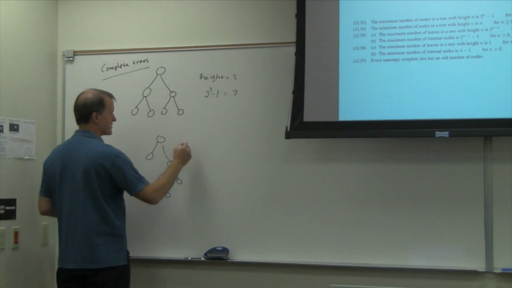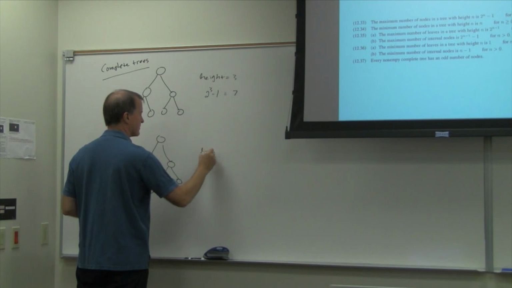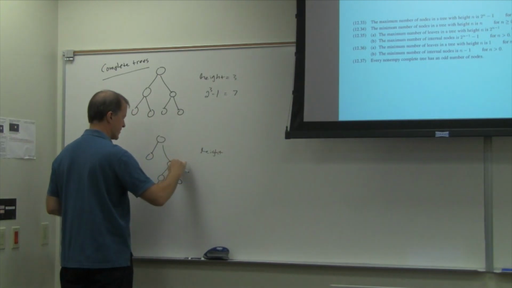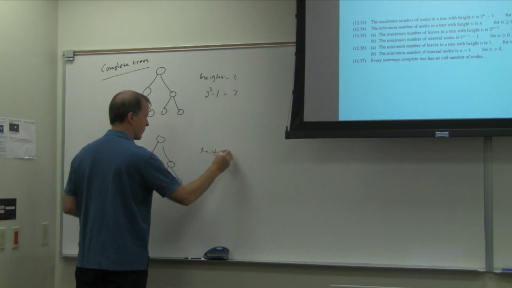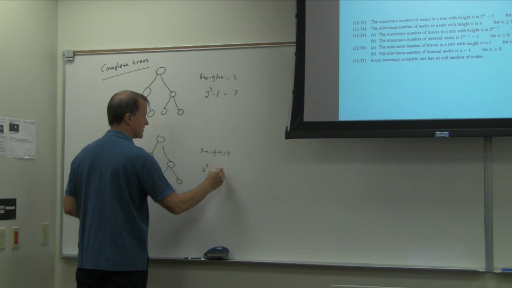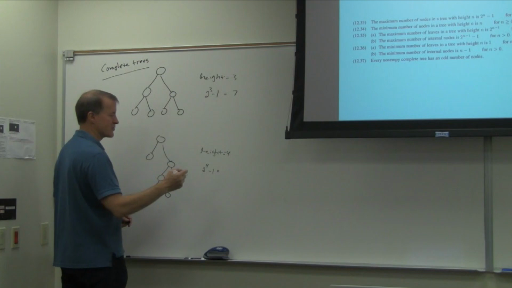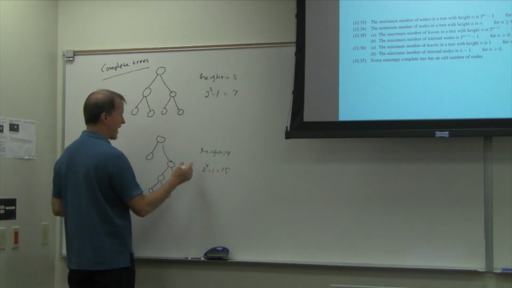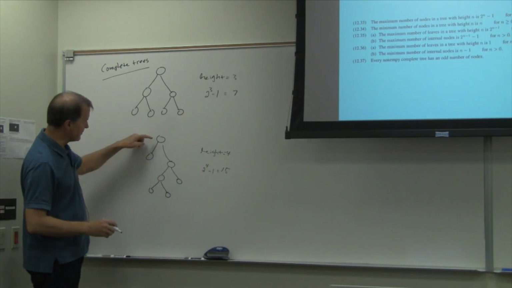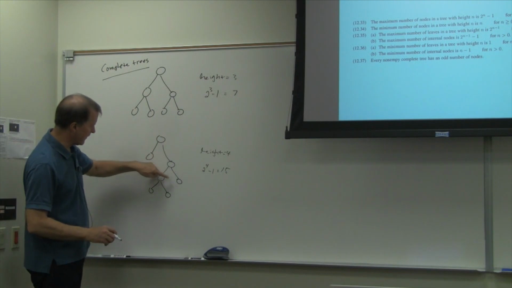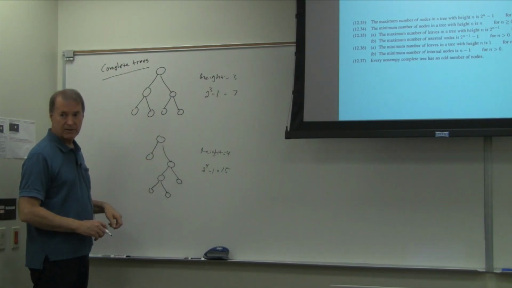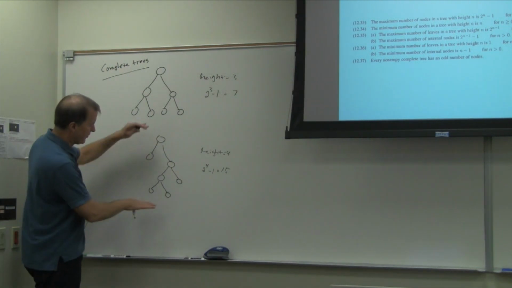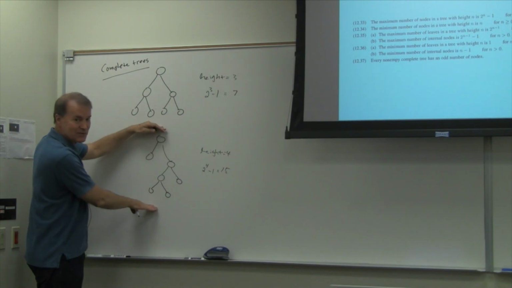Yeah, here, what is the height here? The height here is 1, 2, 3, 4. The height equals 4. And 2 to the 4 minus 1 is 2, 4, 8, 16 minus 1 is 15. So the maximum number of nodes is 15. The actual number of nodes in this is 1, 2, 3, 4, 5, 6, 7, right? But with this height, you could have as many as 15.